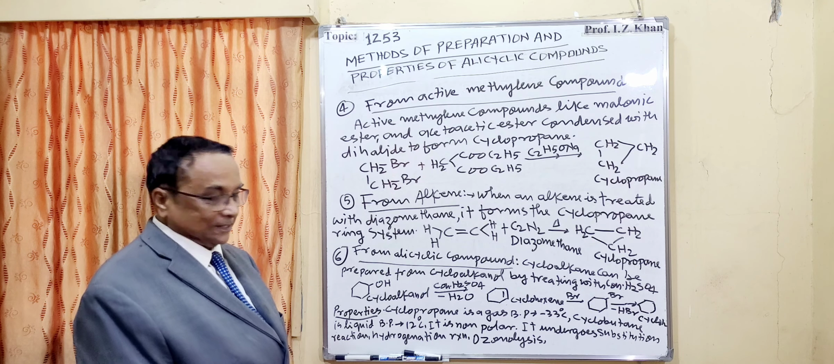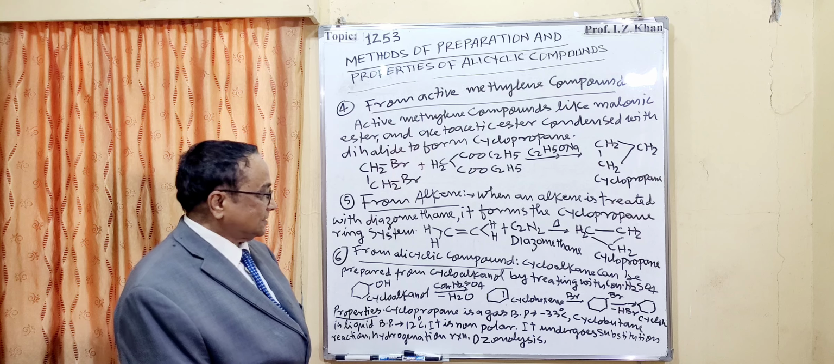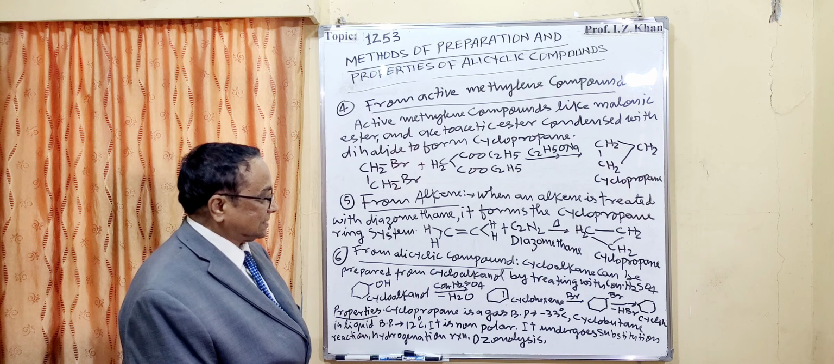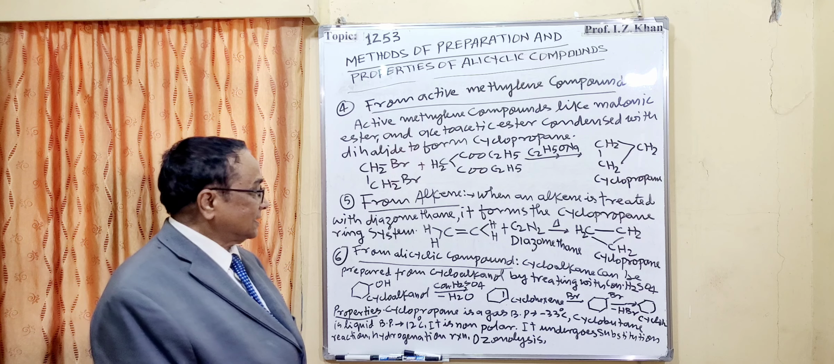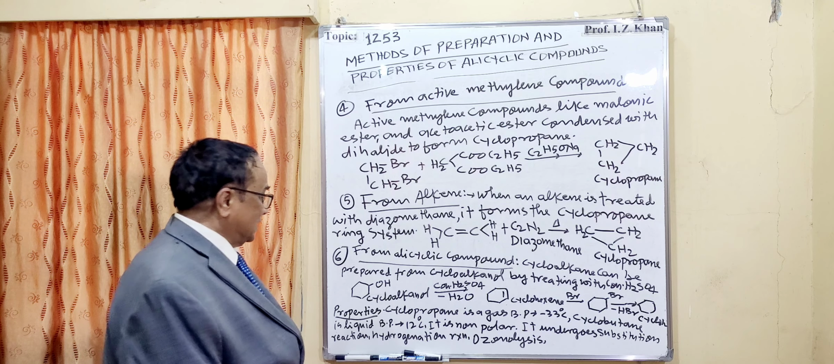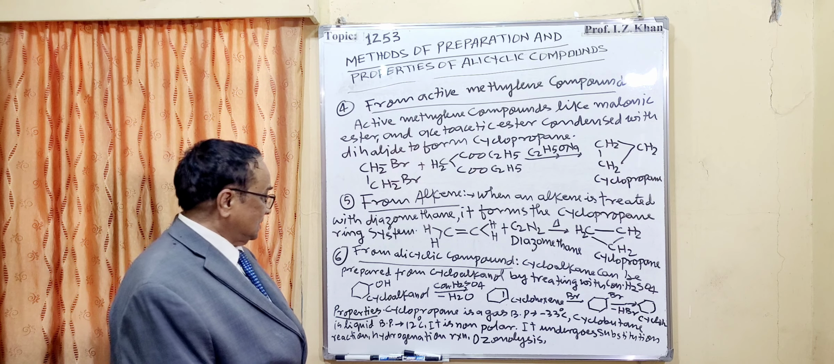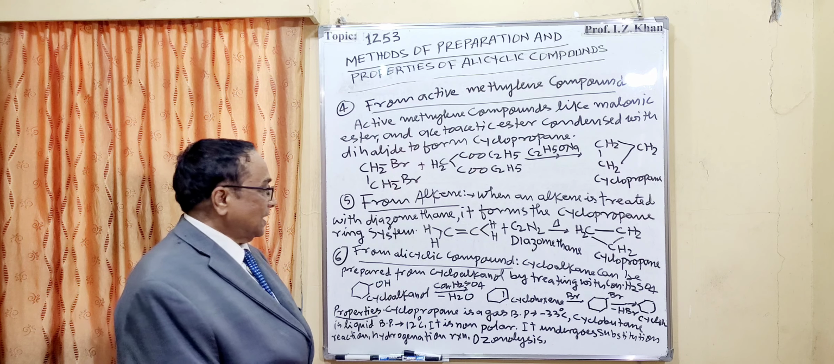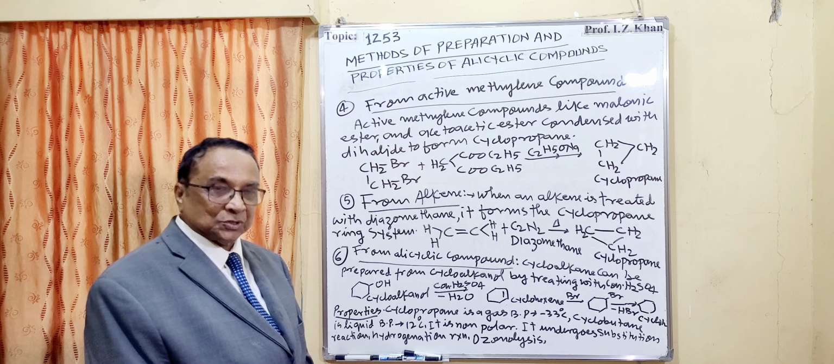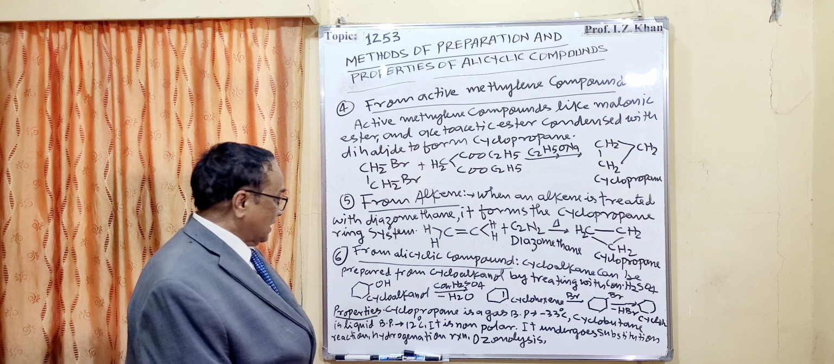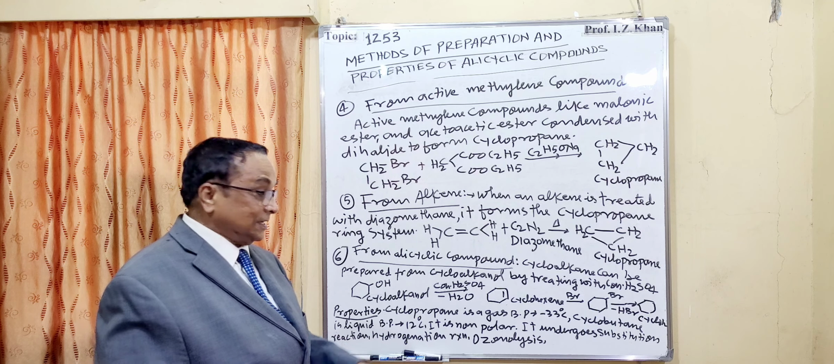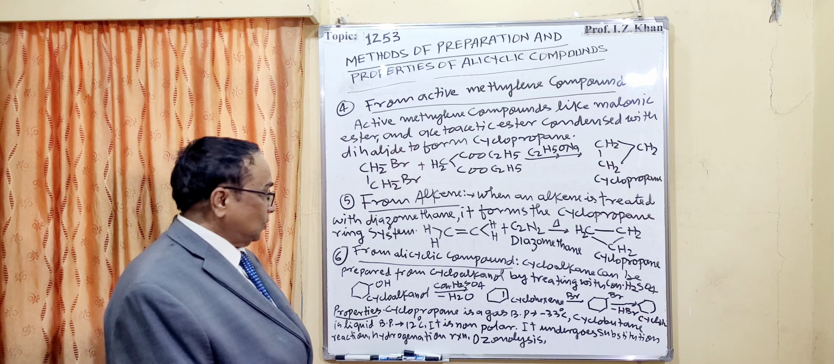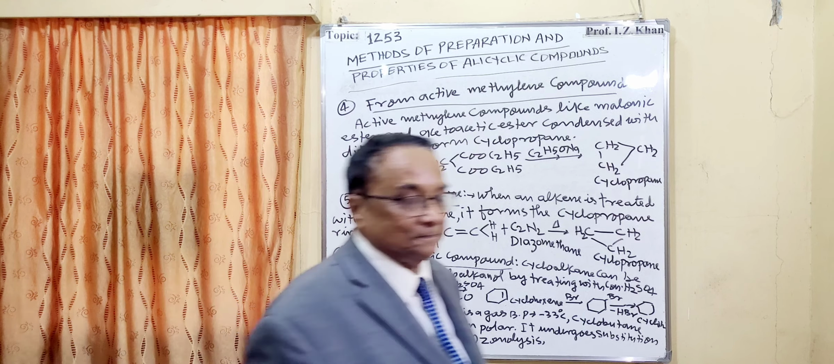The properties: cyclopropane is a gas, and the boiling point is minus 33 degrees centigrade, and cyclobutane is a liquid which has a boiling point of 12 degrees centigrade. It is non-polar and it undergoes substitution reaction, also hydrogenation. Those reactions I have already given, and also in presence of ozone it undergoes ozonolysis.